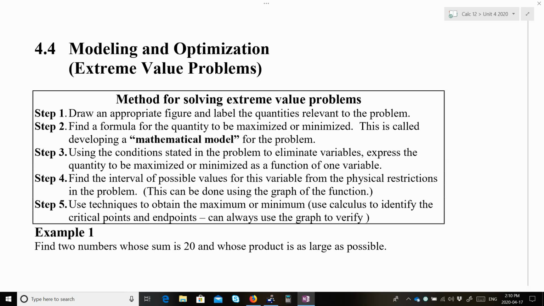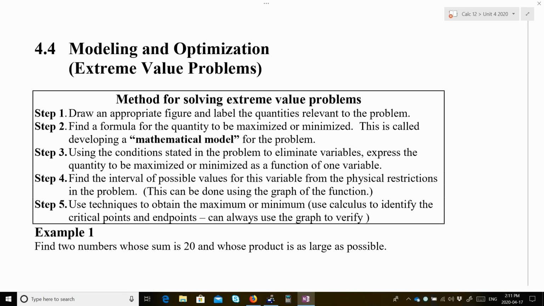Step 3, using the conditions stated in the problem to eliminate variables, express the quantity to be maximized or minimized as a function of one variable. Step 4, find the interval of possible values for this variable from the physical restrictions in the problem. This can be done using the graph of the function or the equation. Step 5, use techniques to obtain the maximum or minimum. Use calculus to identify the critical points and endpoints, and you can always use the graph to verify.